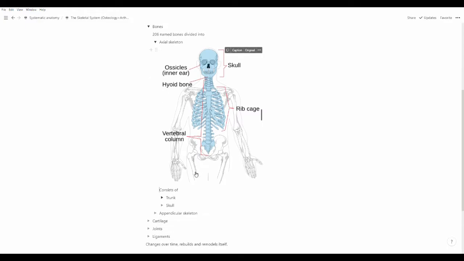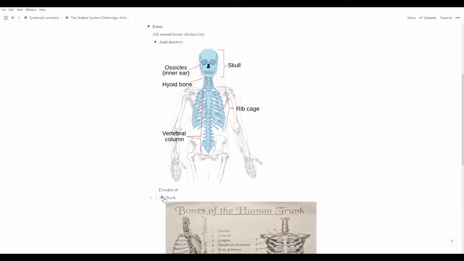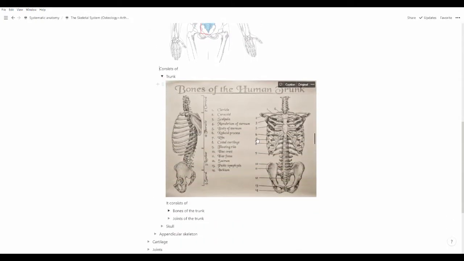Today we'll also be talking about the trunk, which gets me to show you this picture. This is a general picture of the trunk, and today I'll be talking about the bones of the trunk, not everything in the trunk. I'll be only talking about the bones of the trunk, excluding the joints of the trunk. This will be another video. So, the bones of the trunk.